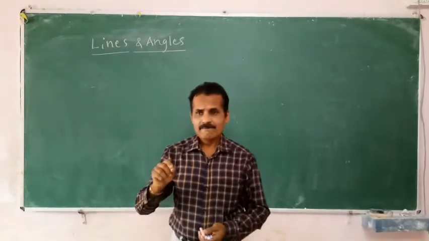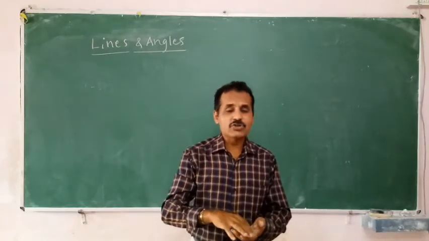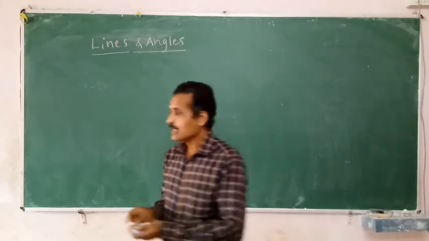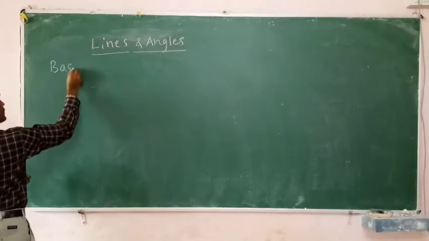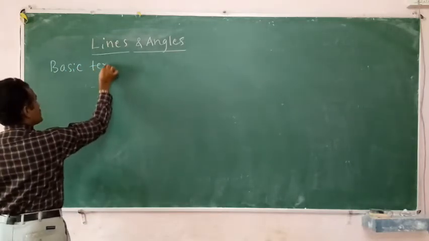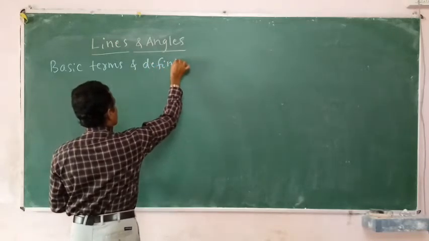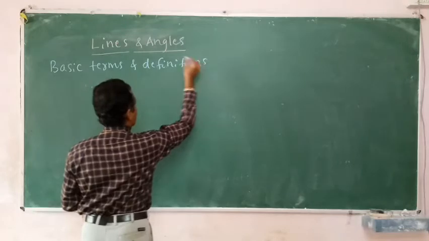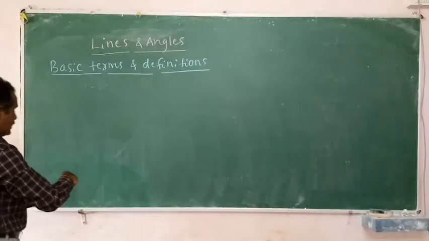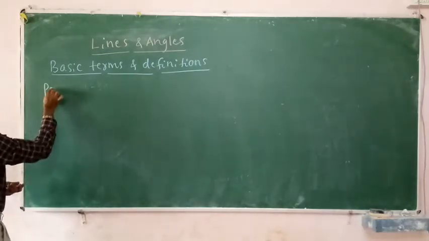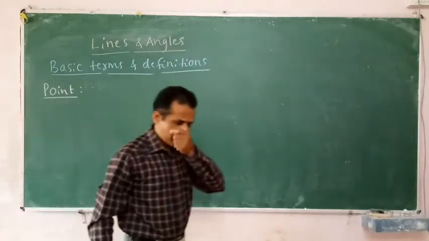Before we study about this chapter, let us see the basic terms in the geometry and their definitions. Okay. So let me start. Basic terms and definitions. Out of that, the first one we will see is point. How can we define a point?